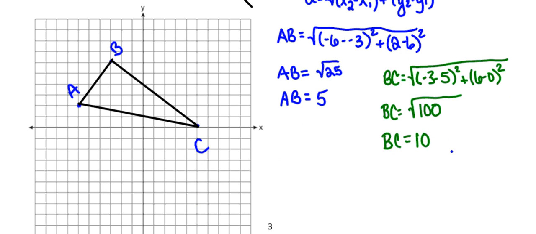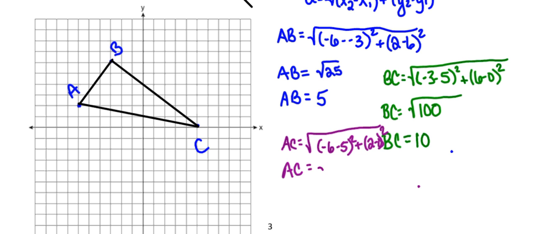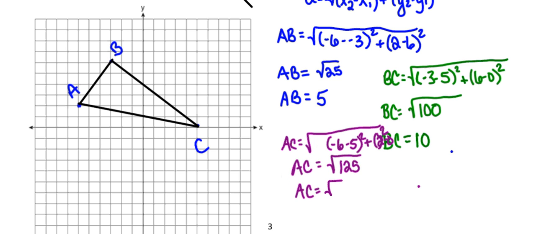And lastly, I'm going to go find the length of the third side. That would be the distance between points A and C. So when I go ahead and subtract, and plug that into my calculator, I end up with the square root of 125. And like the preceding 2 radicals, that can and should be simplified. So I find that the distance between points A and C is 5 square roots of 5.